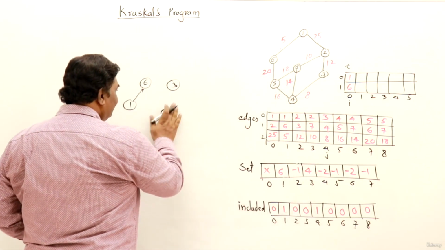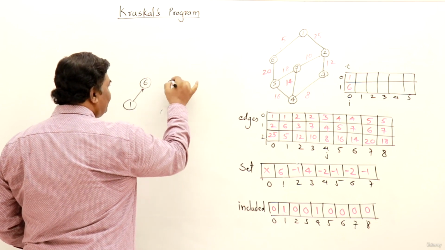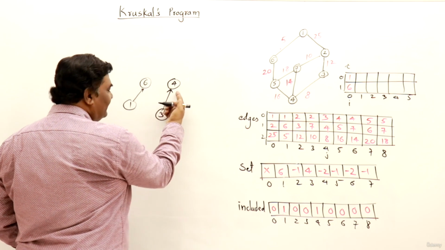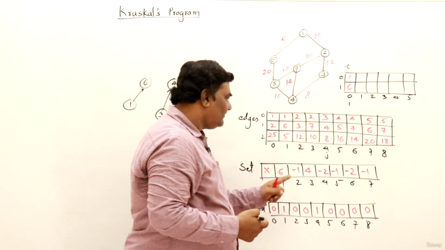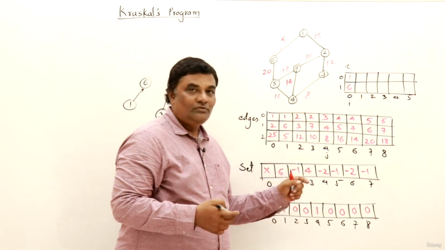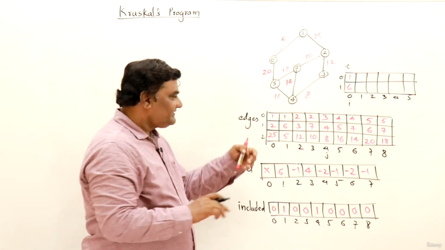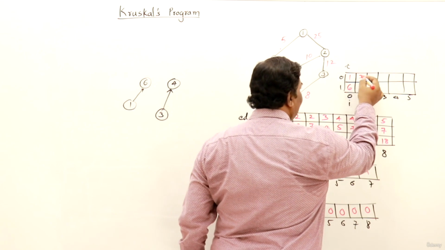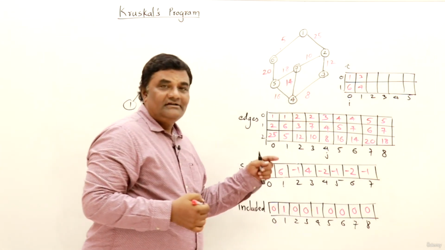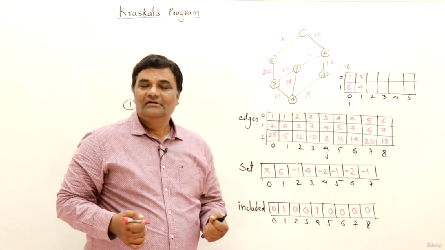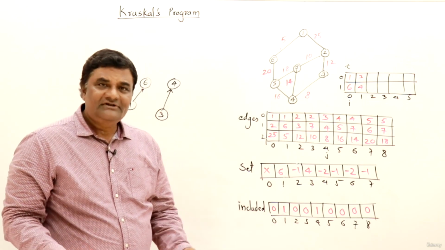This means that 3 says that my parent is 4, right? And 4 says that I am the leader or head of this set, and there are 2 vertices in this set, that is 3 and 4. And this 3 and 4 are included here. You perform weighted union also, we have included this one. That's all. So the same thing will repeat.